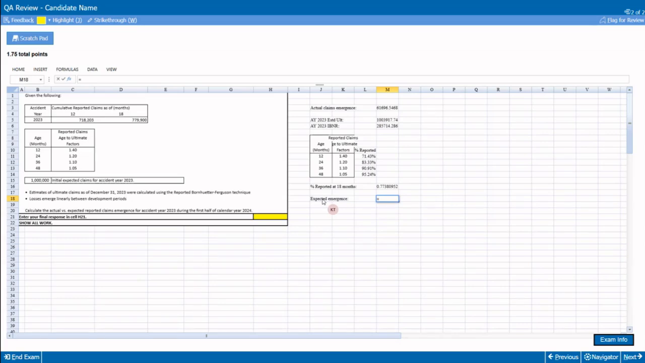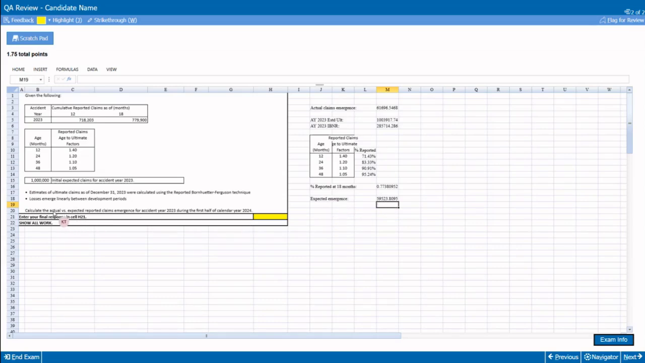And that is going to be our IBNR times the percentage reported at 18 months minus the percentage reported at 12 months. But we have to divide that by 1 minus the percentage reported at 12 months. So that gives us 59,000.